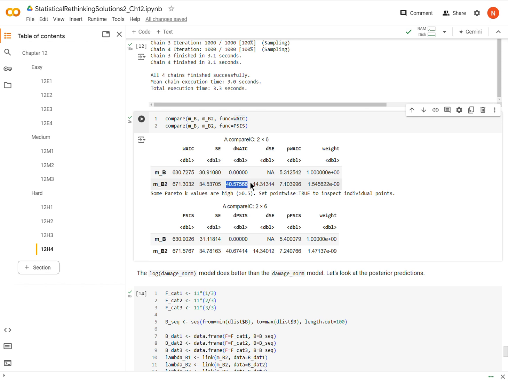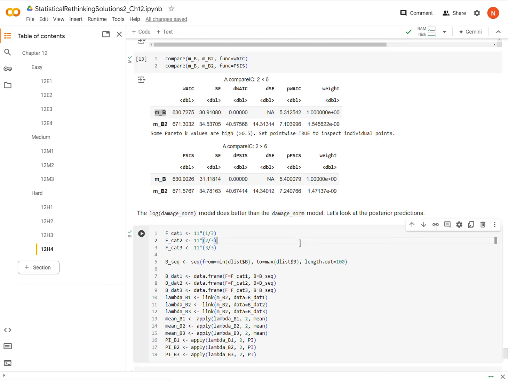The difference is about 40.5 points, with a standard error of about 14, so the difference seems to be pretty meaningful between these two models. Using the logarithm of damage norm seems to have been a good idea.